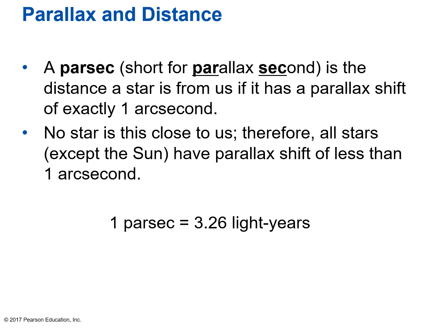In fact, the closest star, Proxima Centauri, is about 4.2 light years away. And so its parallax angle is less than an arcsecond. And all stars except the sun have a parallax shift of less than 1 arcsecond. And you should know that a parsec is 3.26 light years.